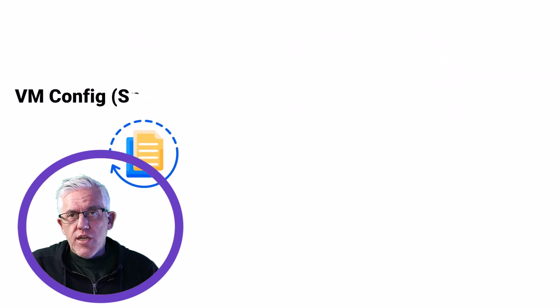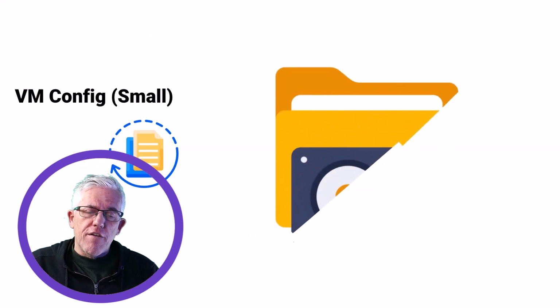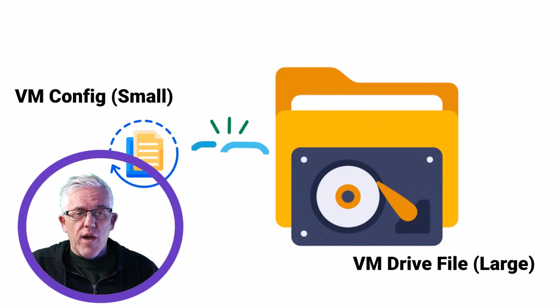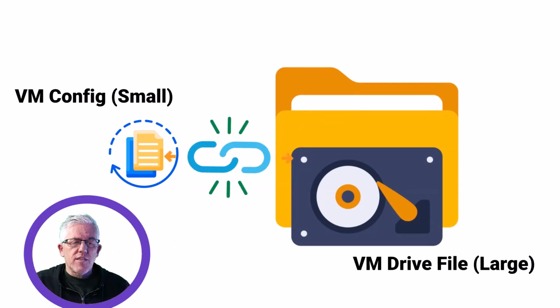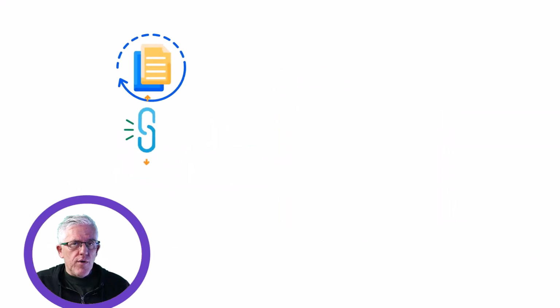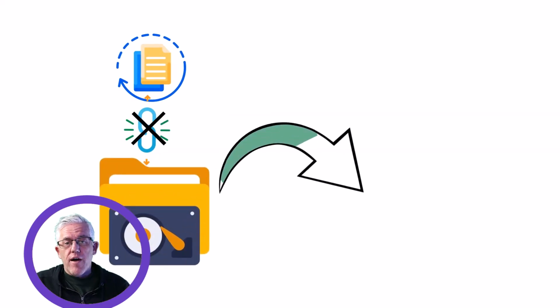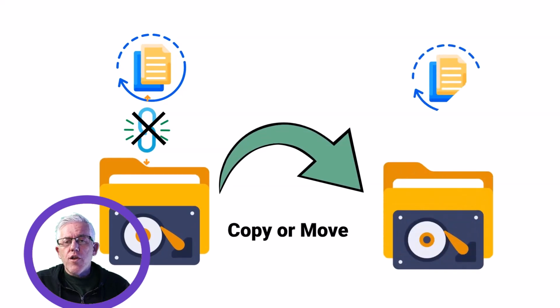Now, a virtual machine is comprised of two parts. There's a config file, which is small, and then there's the actual hard drive file, which is quite large, and we link those things together. Well, what we can do is we can unlink the config file, move the hard drive file, and then when we copy or move it to a new location, we can create a new config file to control it.